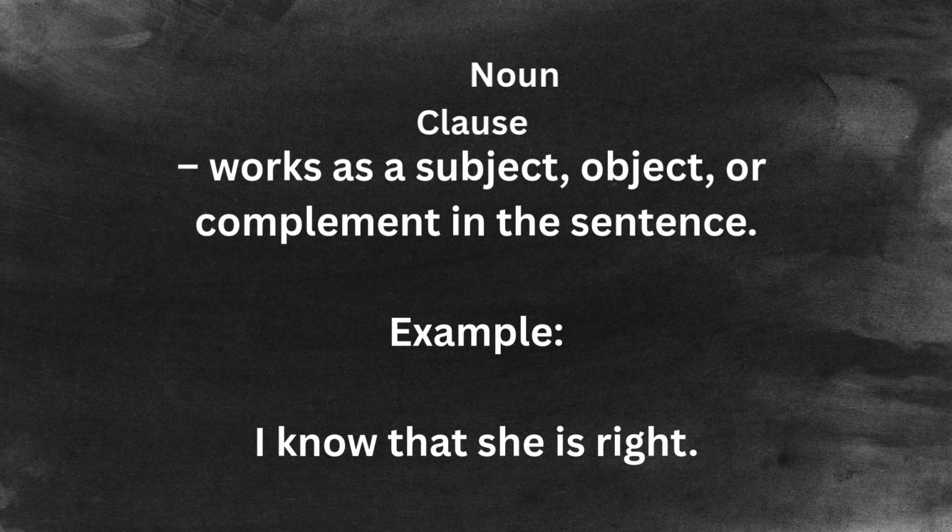Type of clause. This is a noun clause because it acts like a noun in the sentence. It answers the question, what do I know? I know that she is right. Step 4. Why is it a complex sentence? Because it has one main clause, I know, and one subordinate clause, noun clause, that she is right. Together, they make a complex sentence.